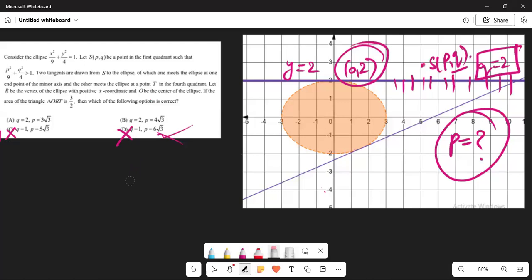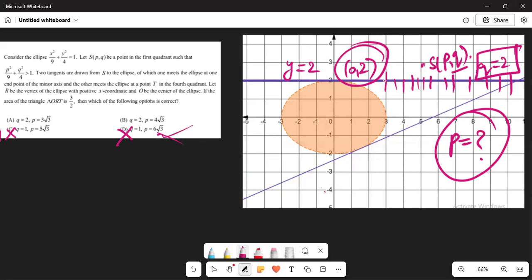So now we have to find p. We have found q equals 2, because we have to find the coordinates of s. Now the other thing given in the question is that the other tangent meets the ellipse at a point in the fourth quadrant. So the point s could have been here, anywhere on this horizontal line.